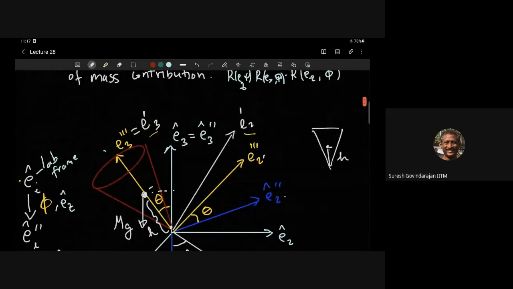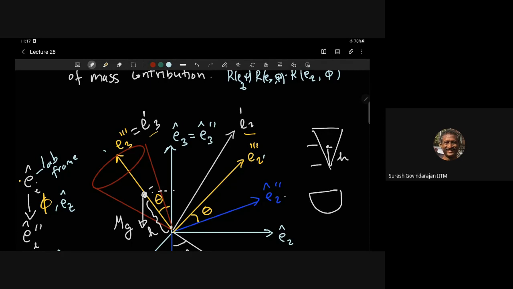And we can use the cone formula for the location of the center of mass, right? No, it's not a cone. The shape is not relevant. It could be any shape which has I1 equal to I2, not equal to I3. A cone is one such example, but even something like this will be fine.